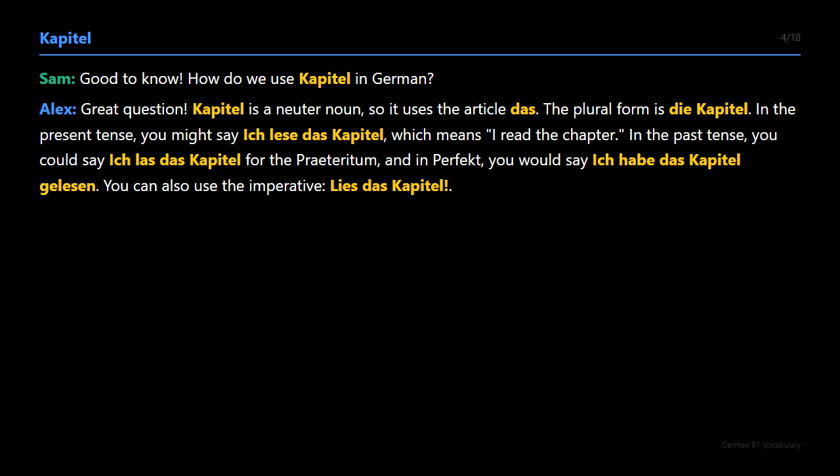In the present tense, you might say, Ich lese das Kapitel, which means I read the chapter. In the past tense, you could say, Ich las das Kapitel, for the preteritum, and for the perfect, you would say, Ich habe das Kapitel gelesen. You can also use the imperative: Lies das Kapitel.